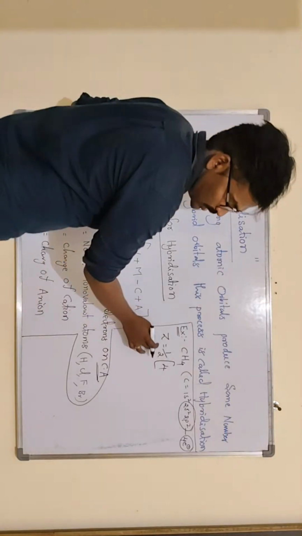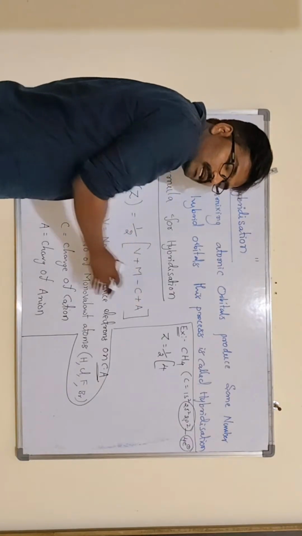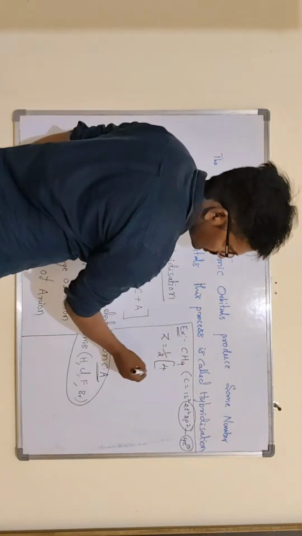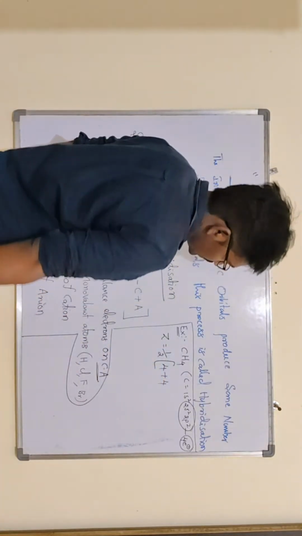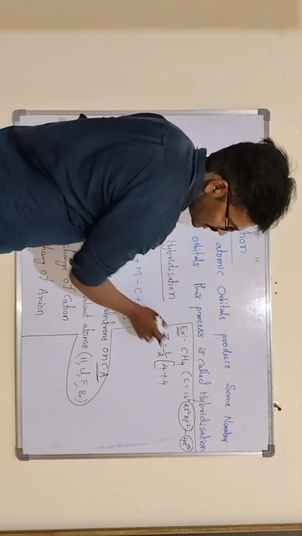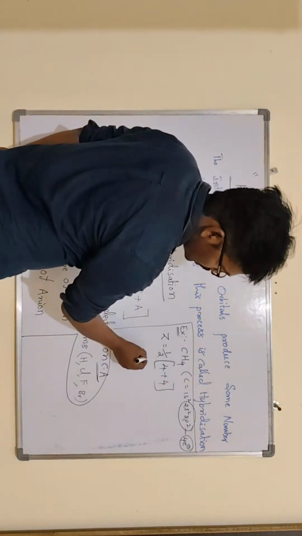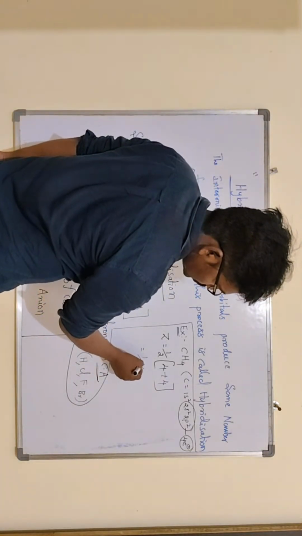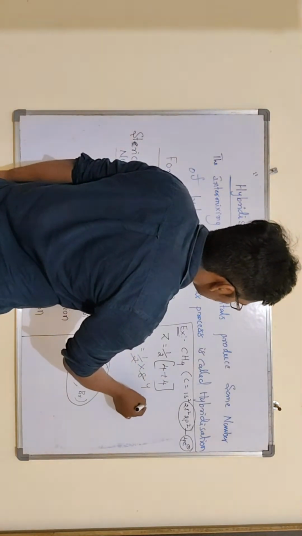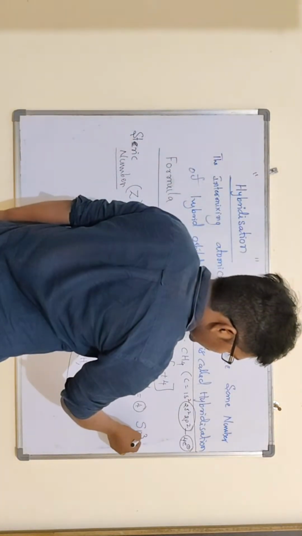So 1/2 times 4 valence electrons, plus the monovalent atoms surrounded by the central atom. How many hydrogens are there? 4, so plus 4. Is there a cation charge? No charge. Anion charge? No charge. So 1/2 times 8 gives 4. So the steric number is 4. When the steric number is 4, it is sp3 hybridization.